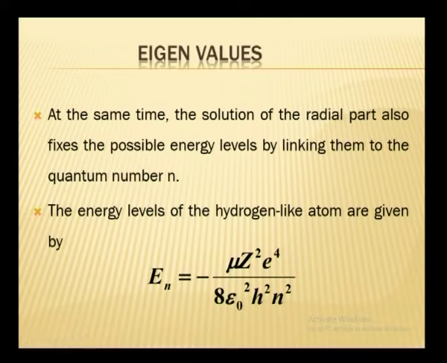Then when n is 3, it is C by 9. So, these are the discrete energy eigenvalues: C, C by 4, C by 9. These are the energies that the electron can assume, or the energy levels of the electron when the electron is in the K shell, L shell, M shell, N shell and so on.